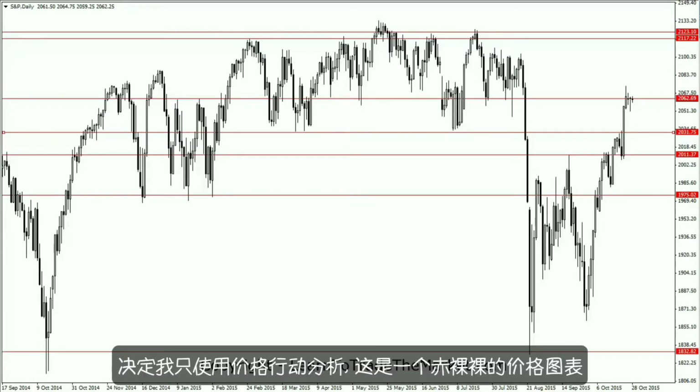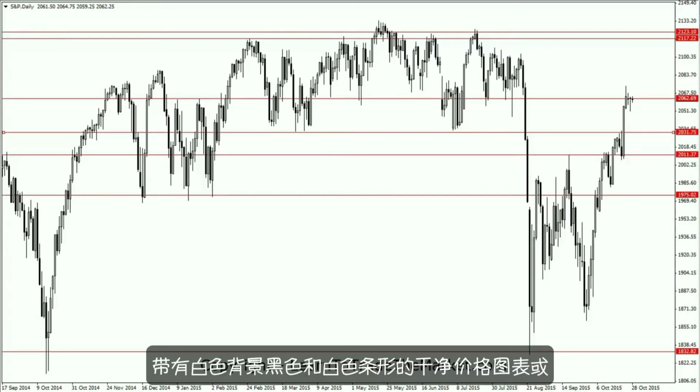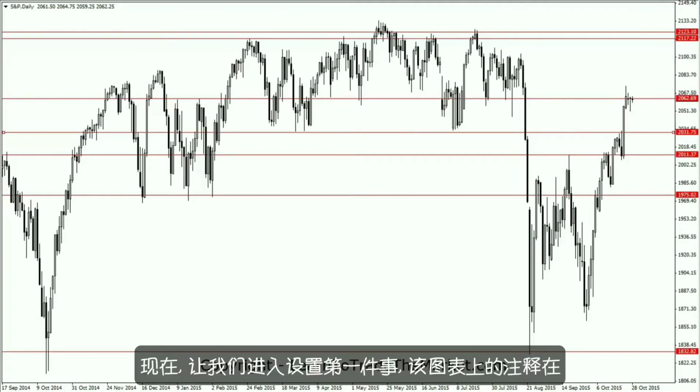I only use price action analysis. That is a naked price chart, a clean price chart with a white background, black and white bars or candlesticks, and horizontal levels. I don't use any indicators or anything fancy. Now let's get into the setup.